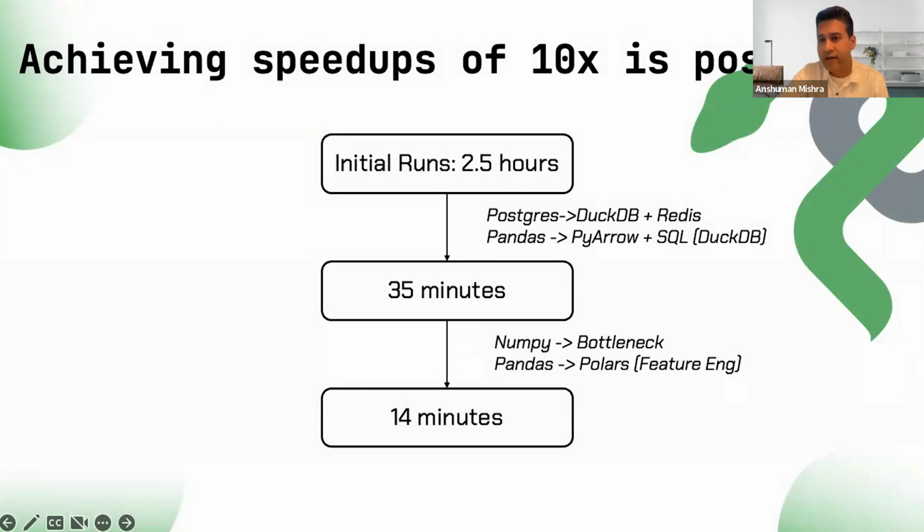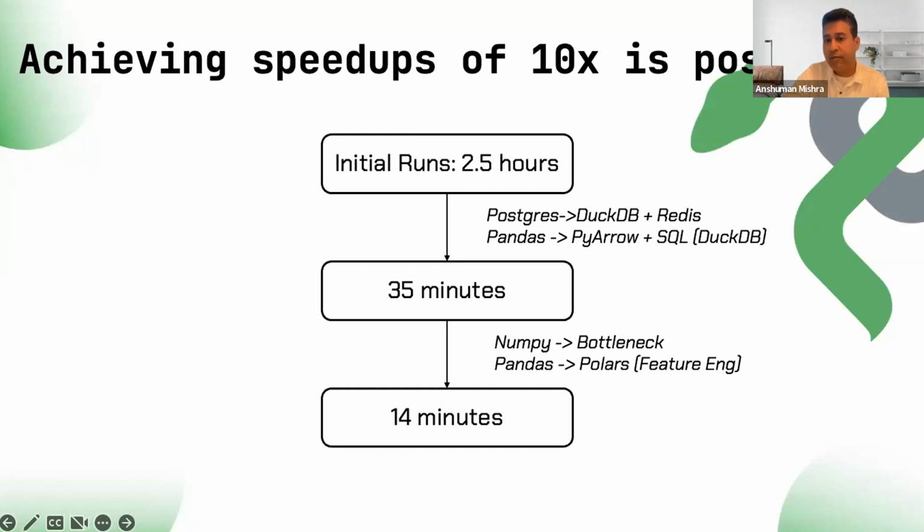I also use Redis as an in-memory cache to further speed things up. I replaced pandas in data ingestion with PyArrow and SQL. PyArrow to read in the snapshot data, clean it, recast columns, and then zero copy load them into DuckDB. This brought the run down to 35 minutes.